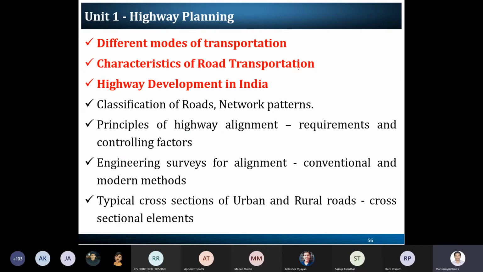So these are the characteristics of road transport, the second component of your first unit. The third one will be the highway development in India. Here we are going to cover briefly how the development happened in India. Some of the historical things also we will see. It is not only India, it happened throughout the world, but in the view of India, I'm just focusing.